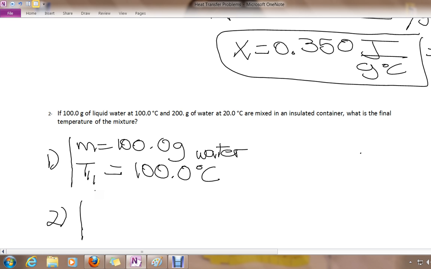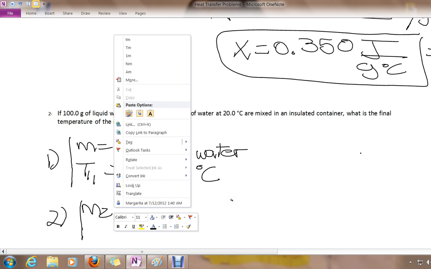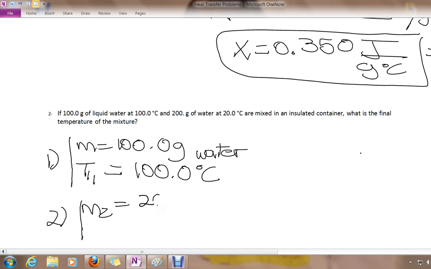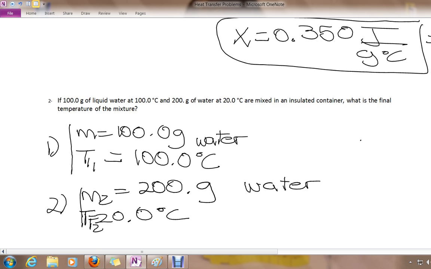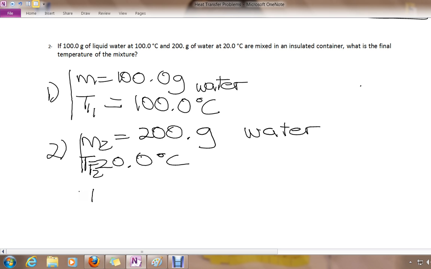So we're going to mix it with mass 2 equals 200.0 grams of water, at an initial temperature of system 2 of 20.0 degrees Celsius. They're asking for the final temperature. You know that it's the same for both, right? The final temperature is going to be the same for both, and let's call it X.